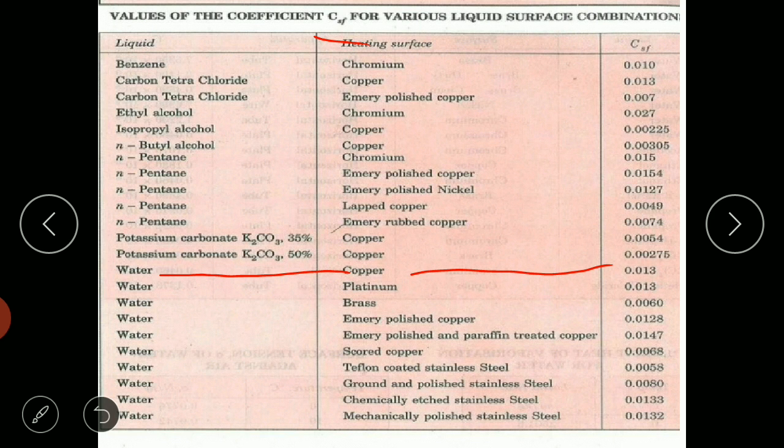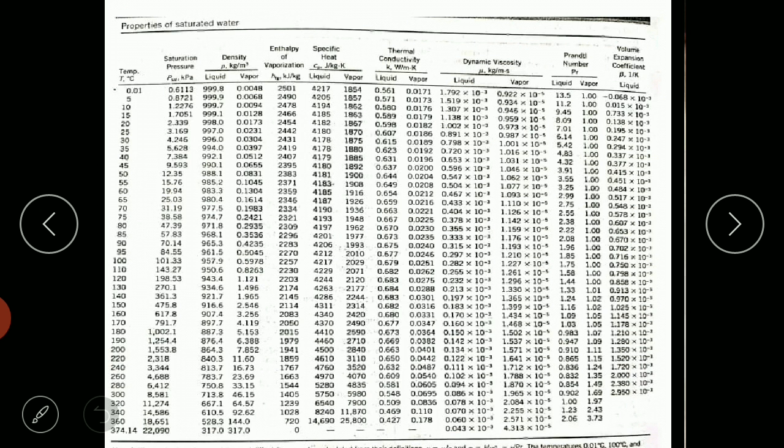Okay. There may be other combinations, like water and platinum, or water and brass. So accordingly, we have to note down the value of CSF. All these pages are there in the data handbook. Approximately it starts from page 140, so around that range you can find it. This is the page which will provide you, or we have provided also. Using this page, you can note down all the properties which are required to solve the problem.